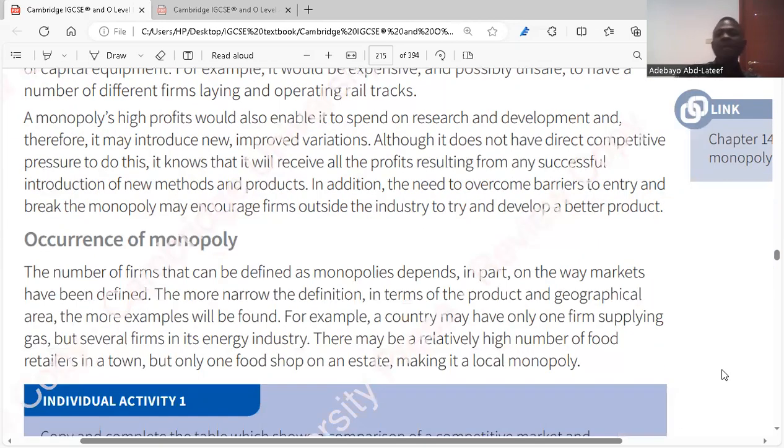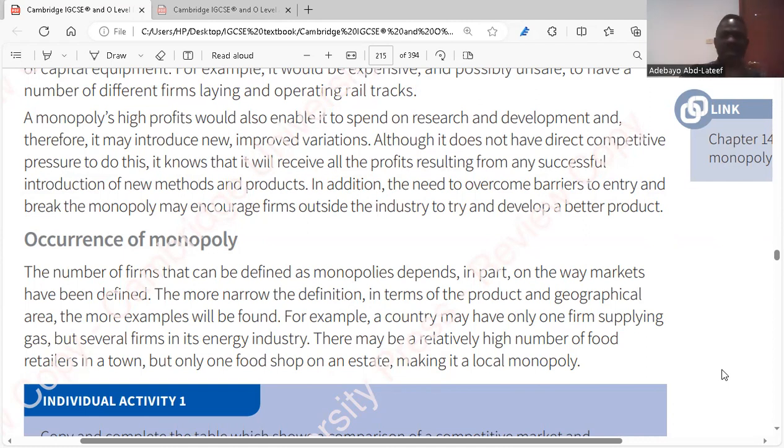A monopoly's high profit would also enable it to spend on research and development, and therefore it may introduce new improved variations. Although it does not have direct competitive pressure to do this, it knows that it will receive all the profits resulting from any successful introduction of new methods and products. In addition, the need to overcome barriers to entry and break the monopoly may encourage firms outside the industry to try and develop a better product.